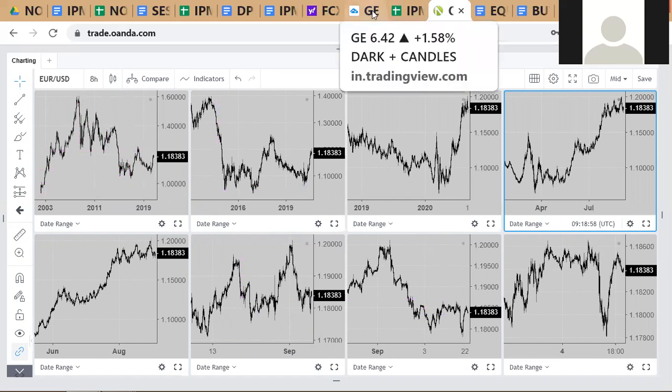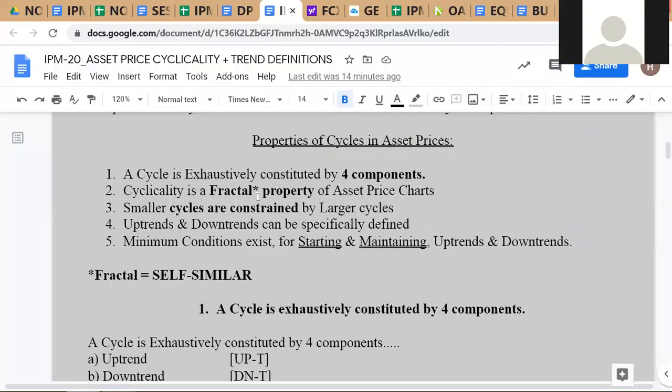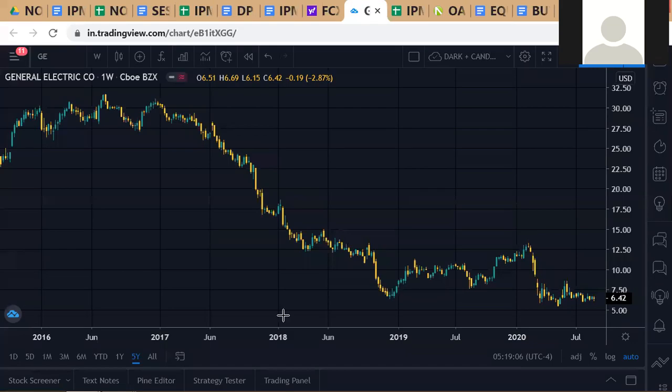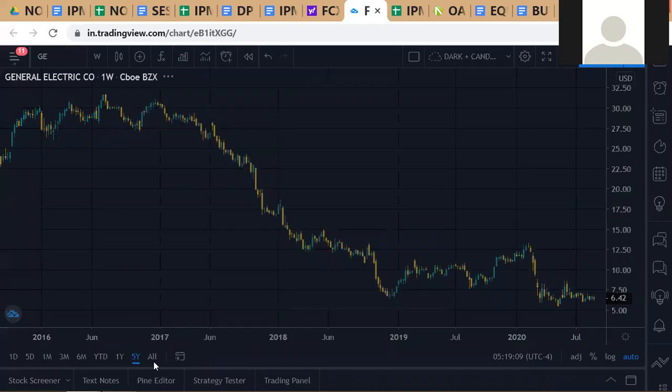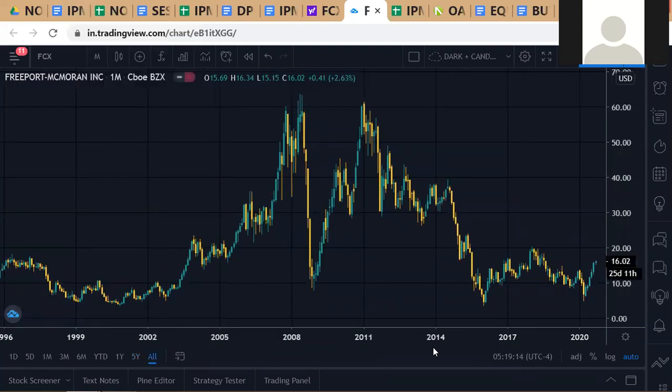Okay, so what I would do here is, what is the point I'm saying? The third point I'm coming to is that they are constrained by smaller and larger cycles. I'm just coming to that. That if we go back to our FCX, okay, I go to all, I see this. So what I will do, I see, okay, this long-term trend is like this.